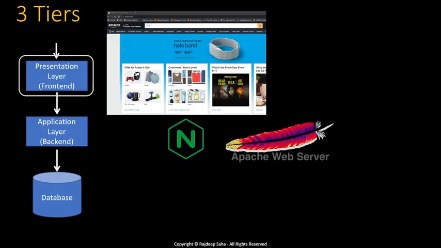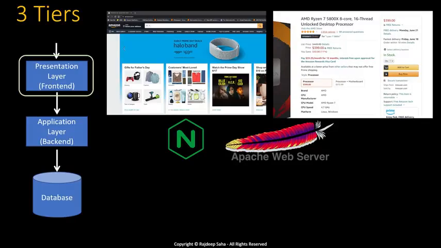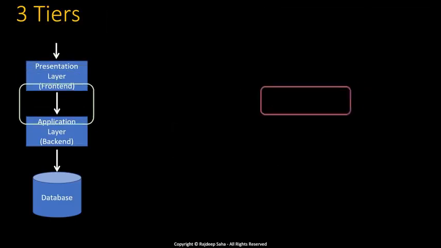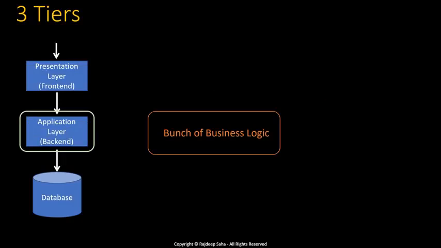So let's say on Amazon.com, the user liked one item and wants to add it to the cart. As soon as the user clicks add to cart, you have to insert this information into a database, as well as check some business logic such as where the user lives, whether the user is eligible to buy, credit card information, etc. So as soon as you click add to cart, the presentation layer calls the application layer or the backend, where a bunch of business logic is running.